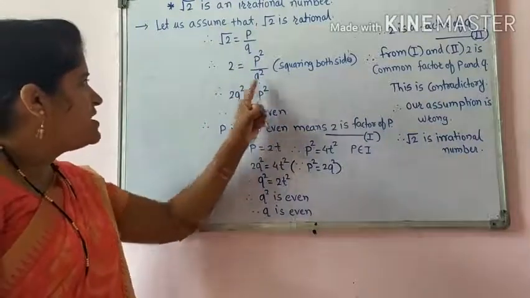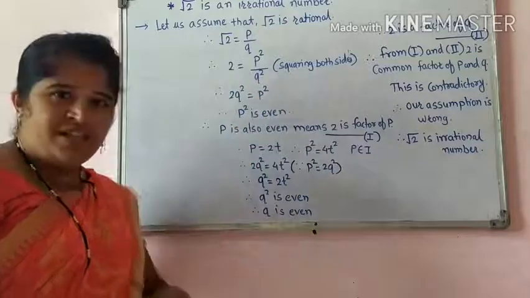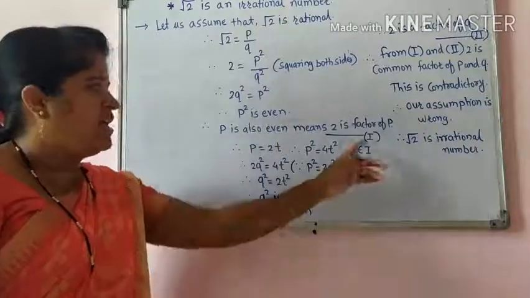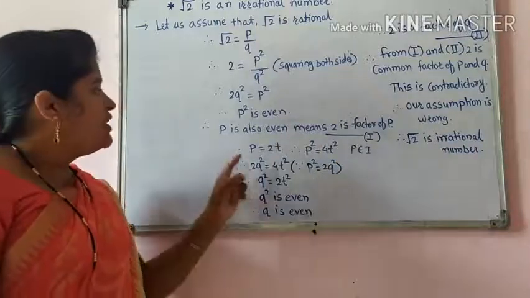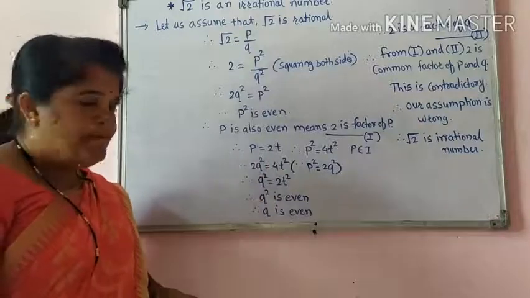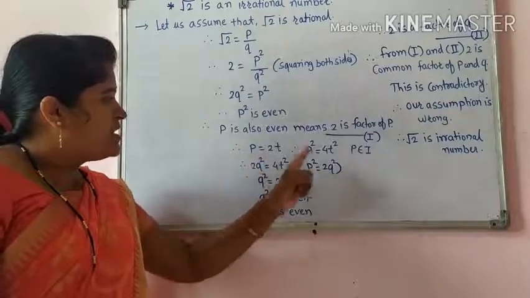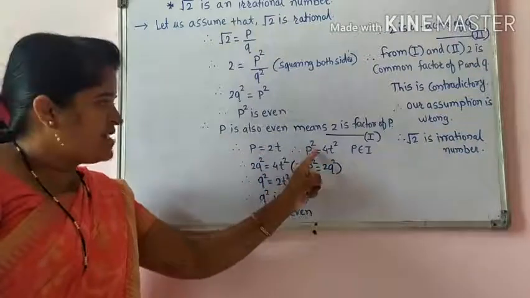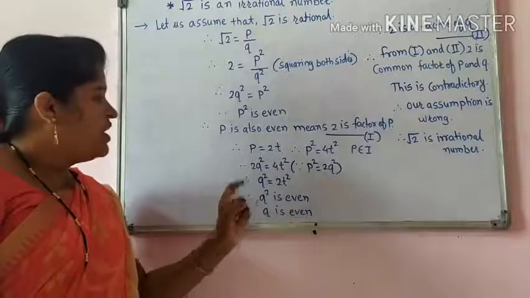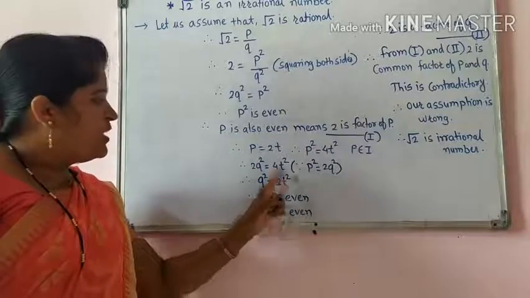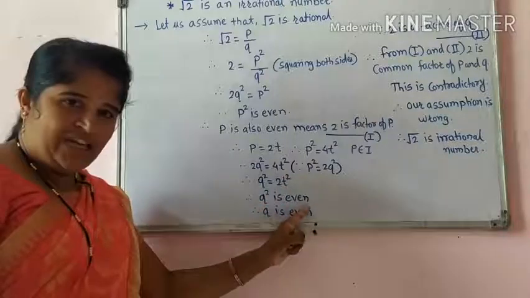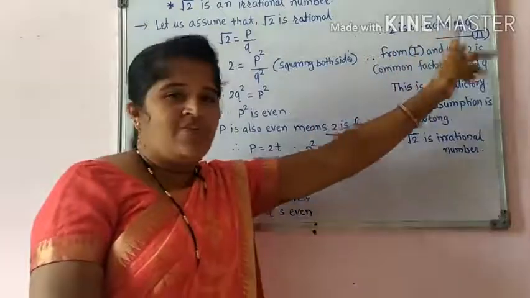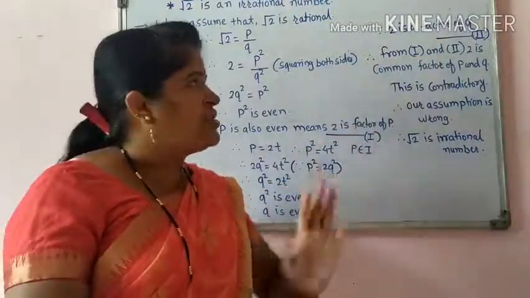2q square is equal to p square. Now p square is even. Therefore p is also even, means 2 is a factor of p. Call it equation number 1. Now let p be equal to 2t. Squaring again, p square is equal to 4t square. So 2q square is equal to 4t square. Since p square is equal to 2q square, q square is equal to 2t square. Q square is even and therefore q is also even, means 2 is again a factor of q. Call it equation number 2.